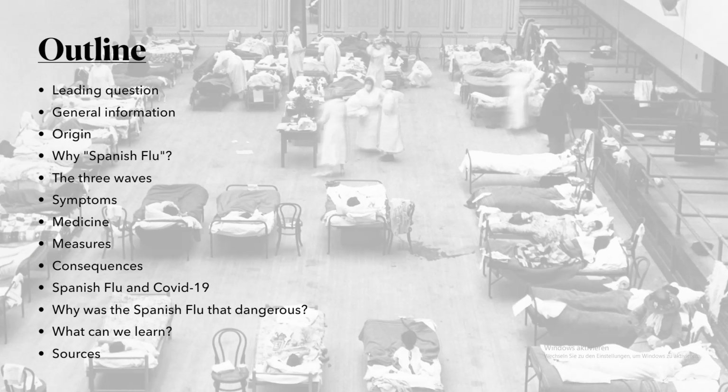This is my outline. Firstly, I present you my leading question. Secondly, I'll give you some general information. Then I talk about the origin of the Spanish flu. And after that, I tell you why the Spanish flu is called the Spanish flu. Then I present you the 3 waves of the flu and list the symptoms.